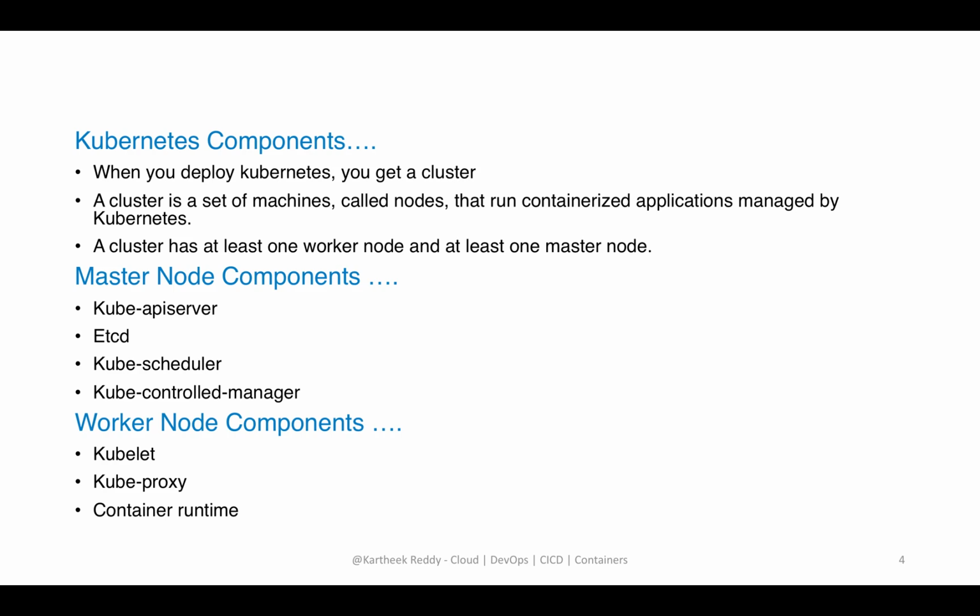So achieving the desired state from current state. It's like that. So now let's go to worker node components and quickly look at what are the components in worker node. So in worker node components, we have three components: kubelet, kubeproxy, and container runtime. What is kubelet?